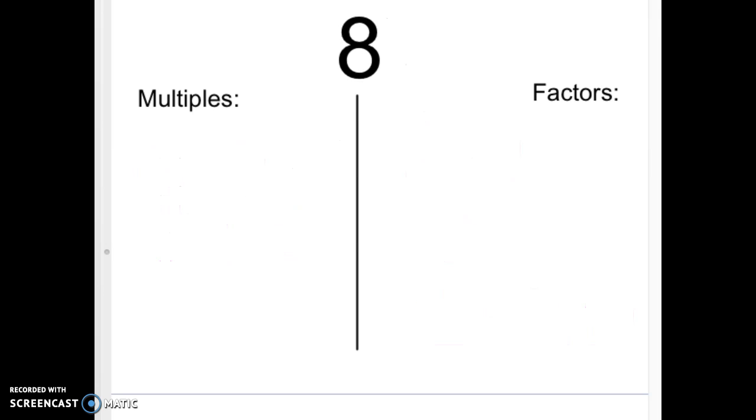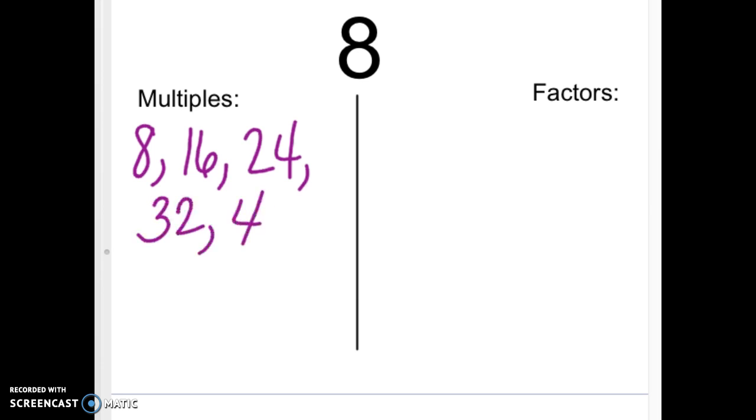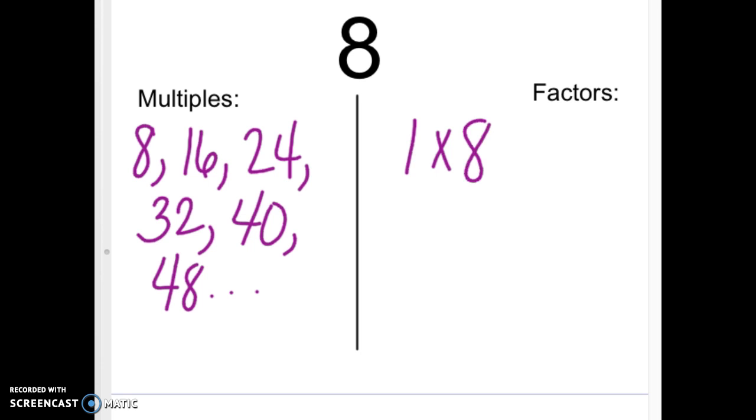Here's another example with the number 8. If I was doing multiples, I'm going to count by 8s. 8, 16, 24, 32, 40, 48, and I can keep on going. Factors are numbers that multiply to make 8. 1 times 8 and 2 times 4. Those are the only factors of 8.